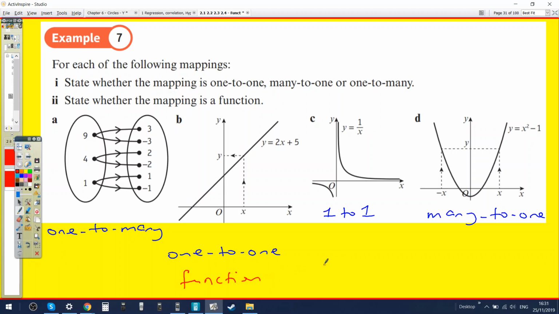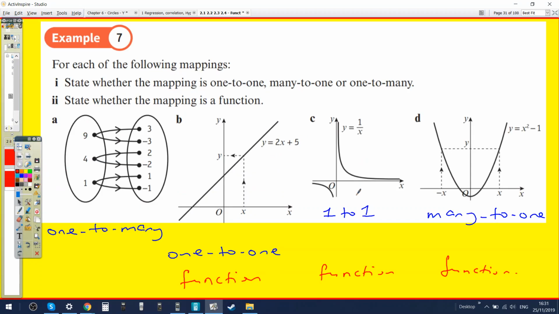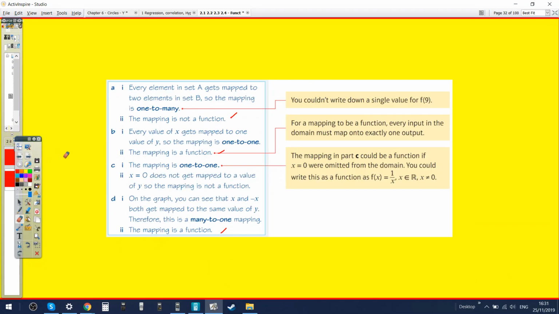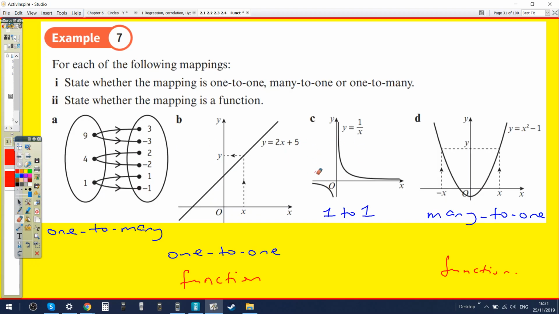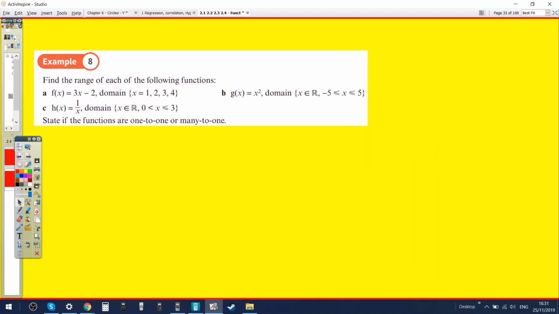So B function. Is it? So that's not a function. Why is this not a function? Oh, okay. So there's one special thing in C, and that's because x equals 0 is infinity. And so it doesn't map onto a specific y. So x equals 0 does not get mapped to a value of y. Yeah, so it was almost a function, but it's kind of a special one. It has a discontinuity. It has an asymptote. Okay.